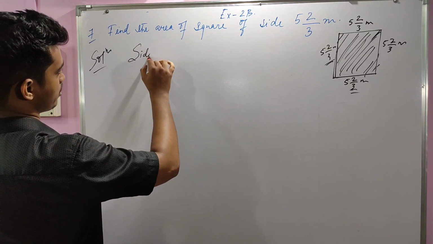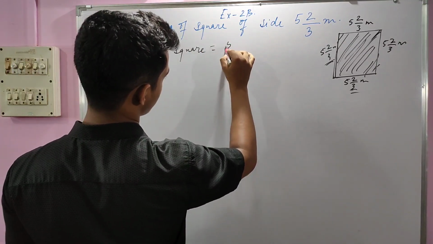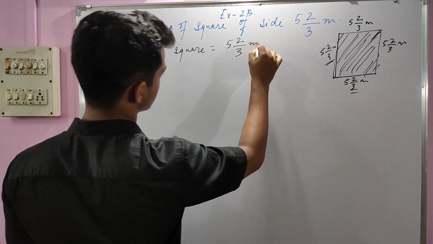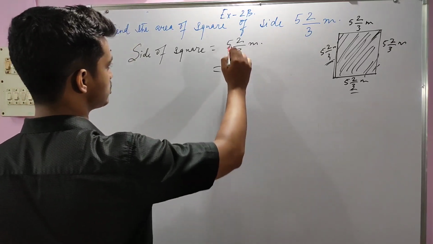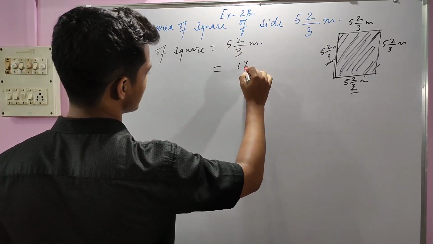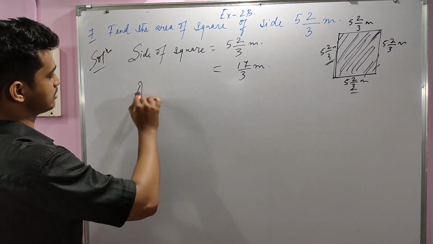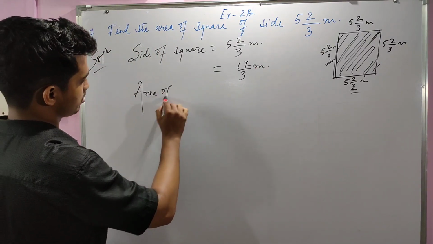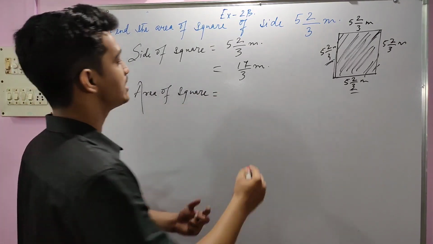Side of square equal to 5 2/3 meter. Let's convert it into an improper fraction. So 3 into 5 is 15, 15 plus 2 is 17/3 meter. Now, area of square is basically side into side.